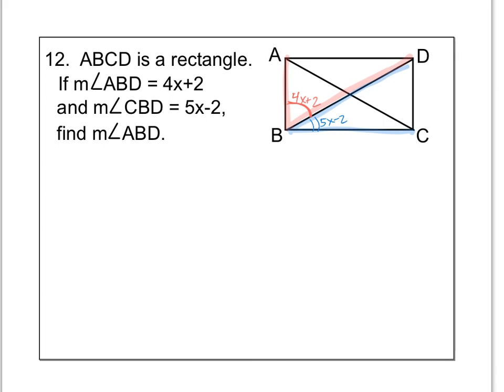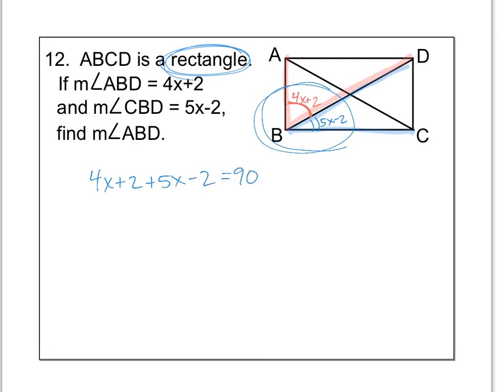Well, the key here is they tell us it's a rectangle. And in a rectangle, corners are right angles. And so angle B, like this whole corner over here, is a 90-degree corner. So 4x plus 2 plus 5x minus 2 should add up to 90. You get 9x equals 90. Divide by 9. X equals 10.